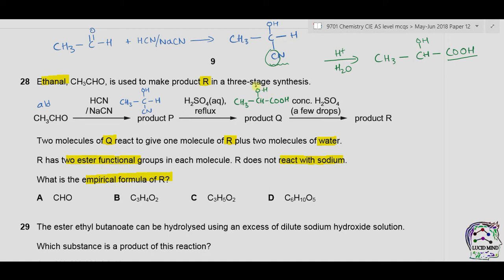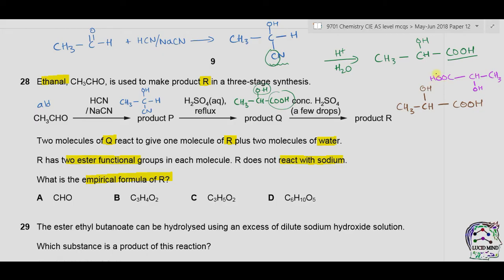Now it says that 2 molecules of Q. In Q we have an alcohol functional group and we also have a carboxylic acid functional group. 2 molecules will react to give 1 molecule of R plus 2 molecules of water. And R has 2 ester functional groups. R does not react with sodium, it means that R would not have any OH group present. Now we can take 2 molecules of this product. One is CH3CH(OH)COOH, and then the second molecule, that is CH3CH(OH)COOH.